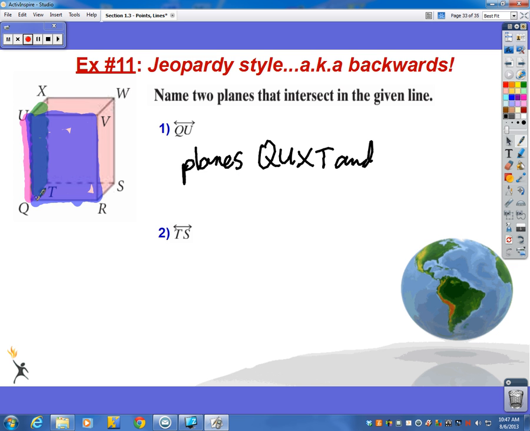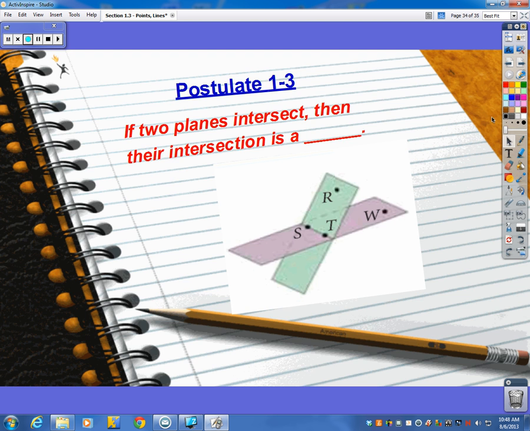So planes QUXT, and then I need to name the front. I'll go QUVR. And just put those common letters, the Q and U, as the front ones. They don't have to be there, but it's a nice, easy way to do that. Again, I'm going to have you guys do number 2 on your own. So line TS, tell me what two planes come together at line TS.